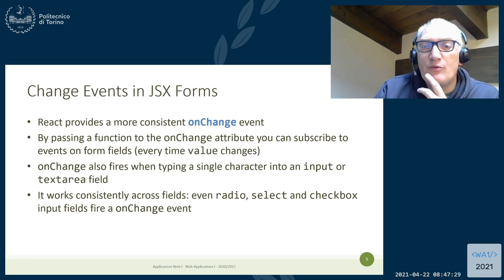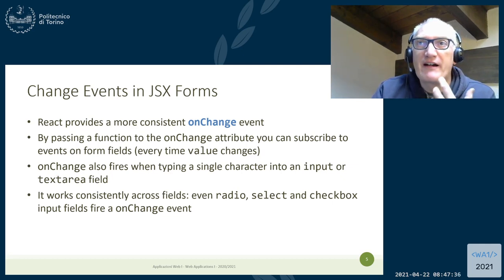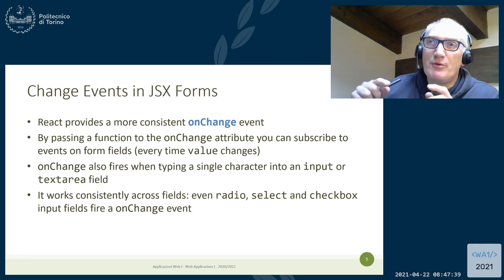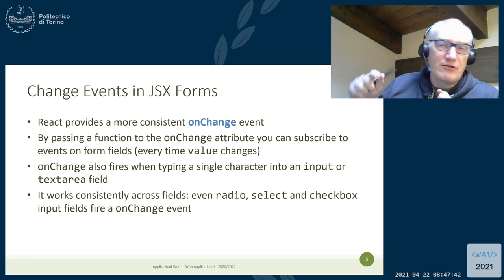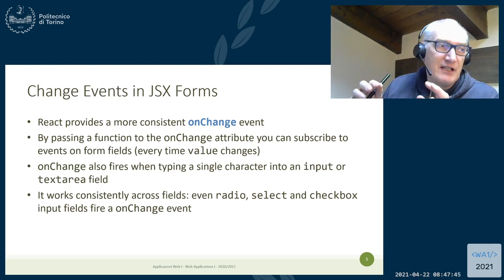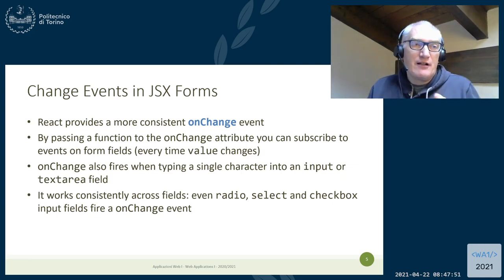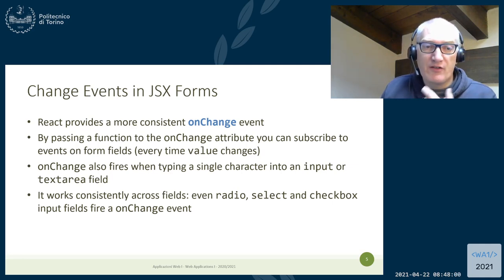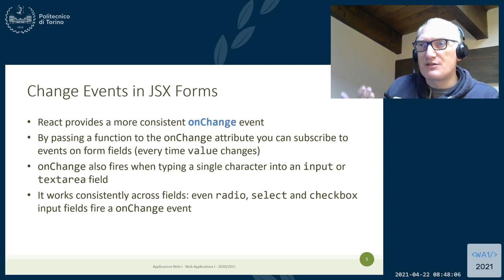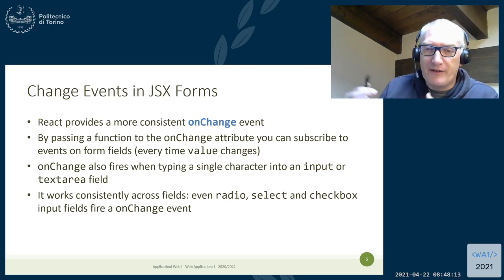OnChange is also different from what it does in HTML. For example, in HTML, onChange on a text area only fires when you leave the text area and go somewhere else, after you type something. In React, onChange will fire at every keystroke. So if you're writing ABC, onChange will fire three times: after A, after B, when the value will be AB, and after C, when the value will be ABC. So again, it's different, but it allows you to process and intercept every keystroke. And at the same time, it forces you to process every keystroke. So it's a double-edged sword.